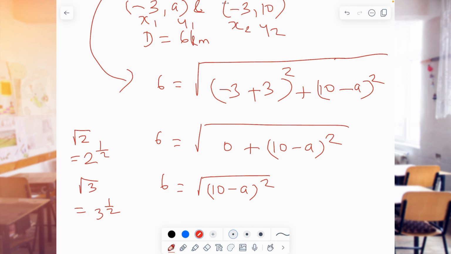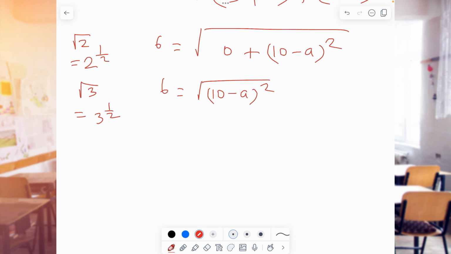Okay, so why are we writing like that? Consider the square root of 3. Here the square root is there, and if you want to write it in the form of an exponent, this 2 will be inverted, so therefore 3 power 1 by 2. The same thing we are going to follow here.